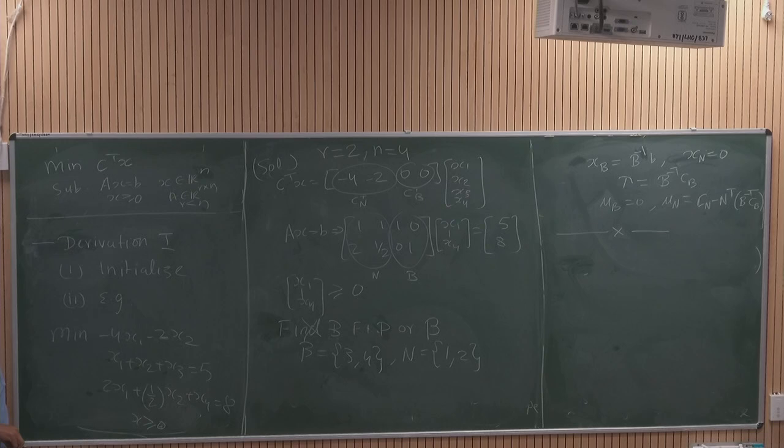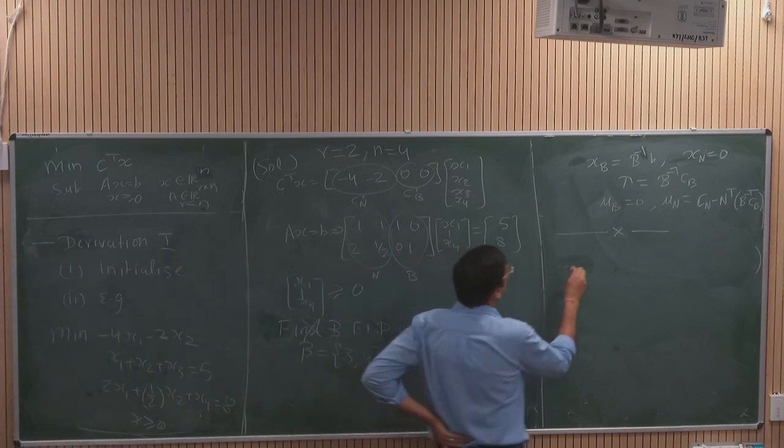Anything else we had to find? XB and XN were easy. Mu B and mu N we don't know yet. So we figured out these things which are given to us. Sanjeet, are you with me? Are you following the class?